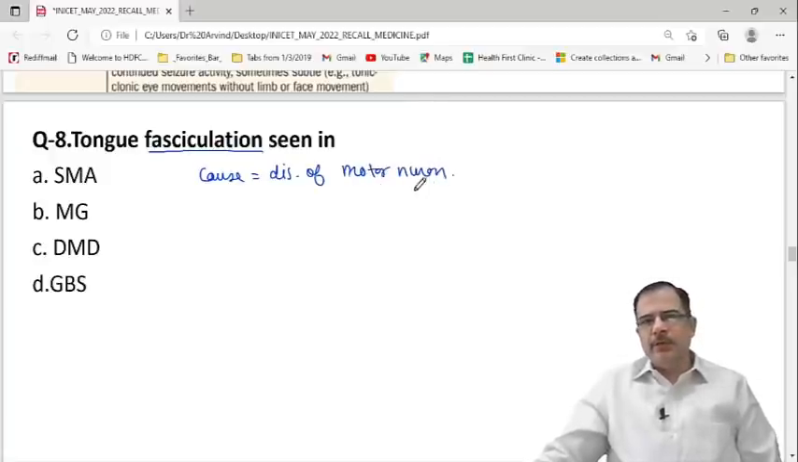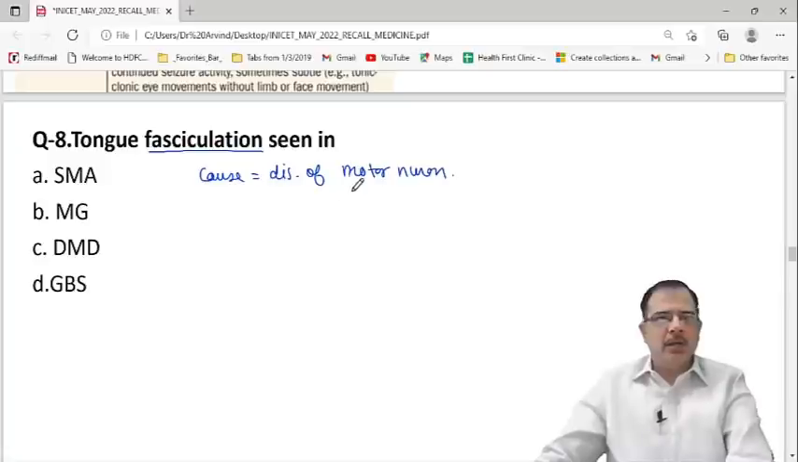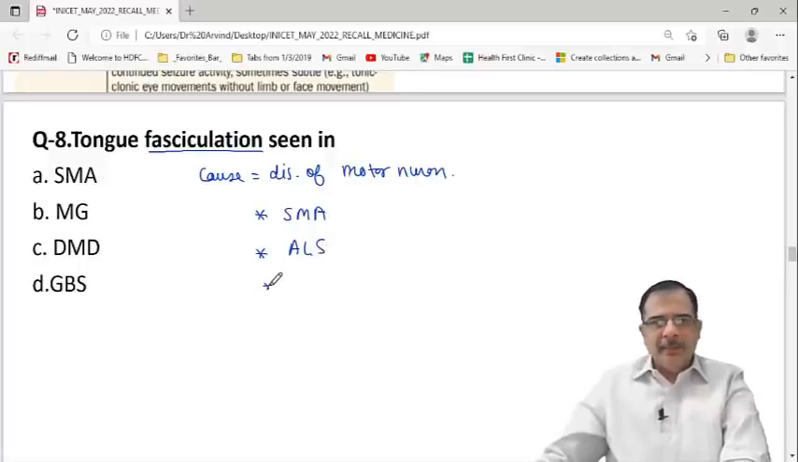Disease of the motor neuron, whether that motor neuron is of cranial nerves or of skeletal muscles. Some examples of this motor neuron lesion disease are SMA, spinal muscular atrophy. It can be ALS, amyotrophic lateral sclerosis, or it can be motor neuron disease with multiple etiologies. So these lead to the fasciculations.